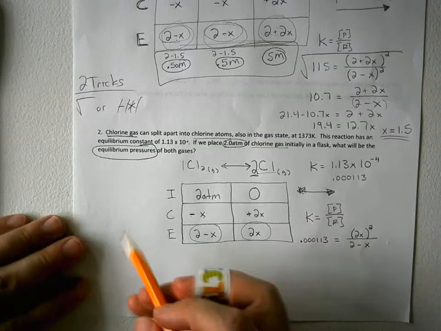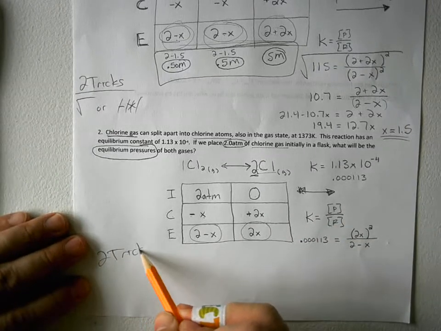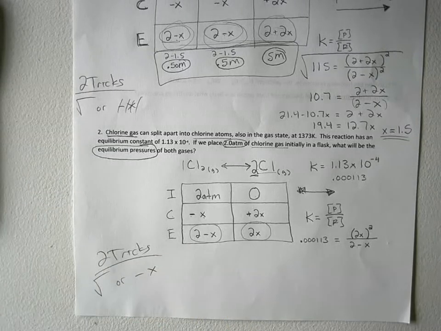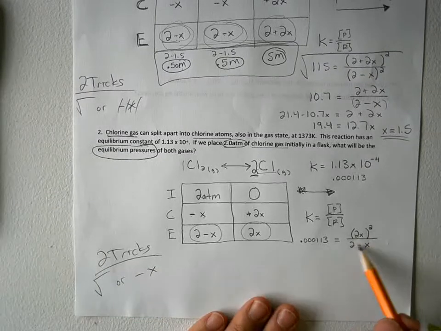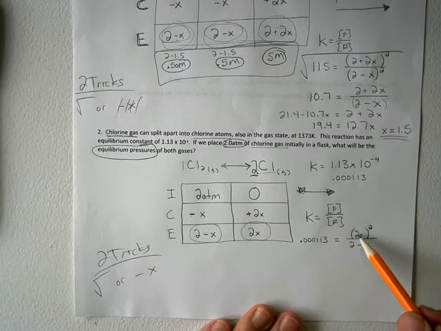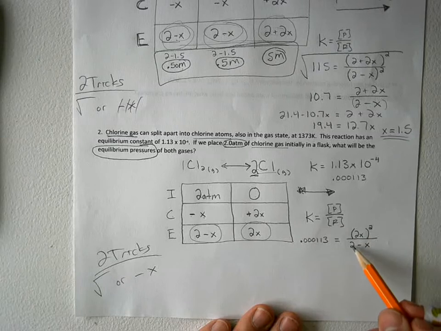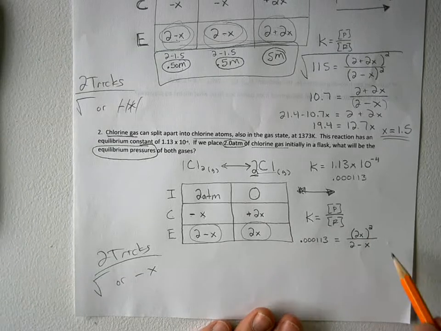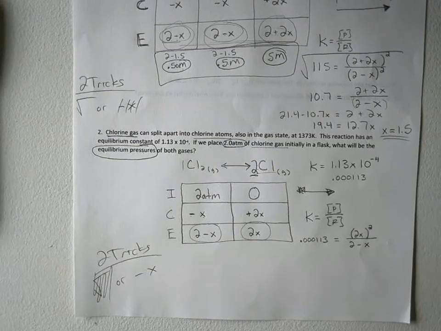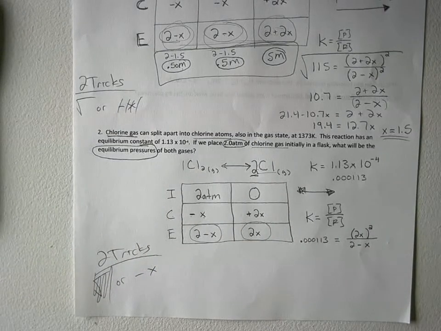Now I said last time that there were 2 tricks you can go through. So there's 2 tricks for solving this problem. You can either take the square root or you can get rid of the minus or plus x. Now let's look at this expression here. You can always take the square root of a number. We can take a square root of 2x squared, but we can't really take a square root of 2 minus x and simplify this at all. So the square root trick is gone. That's not going to work on this one.